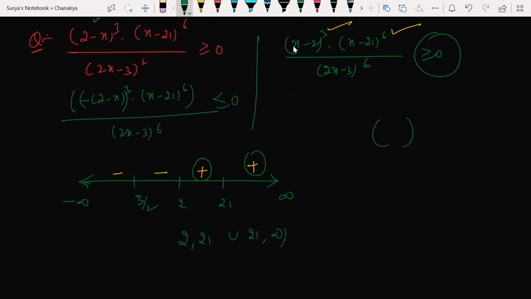I'm asking open bracket or close bracket. Open is nothing but not including. Close bracket is nothing but including. Here, can we include 2 or not? If I include 2 in place of x, whether it is going to satisfy, are you going to get a valid statement or not? People, are you able to understand or not?